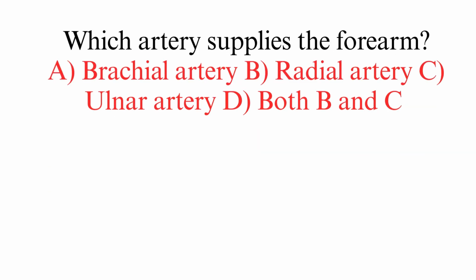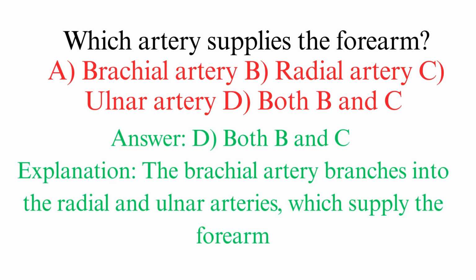MCQ 8. Which artery supplies the forearm? A. Brachial artery. B. Radial artery. C. Ulnar artery. D. Both B and C. Answer. D. Both B and C. Explanation. The brachial artery branches into the radial and ulnar arteries, which supply the forearm.